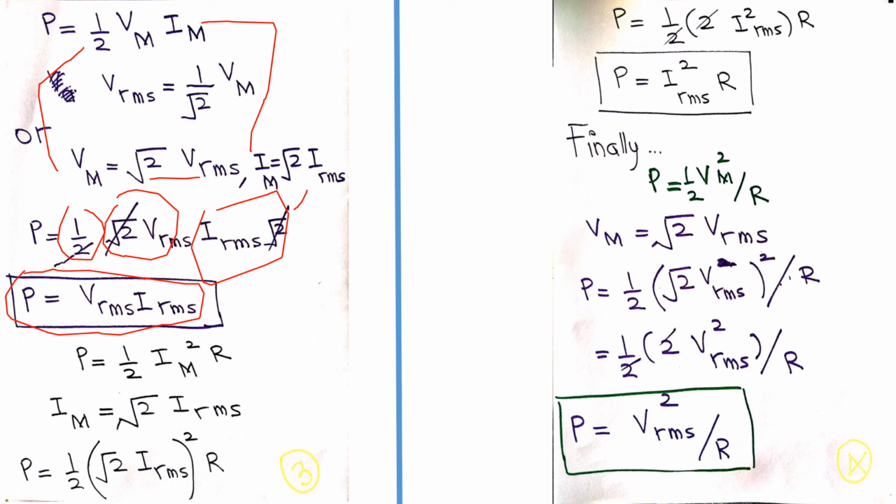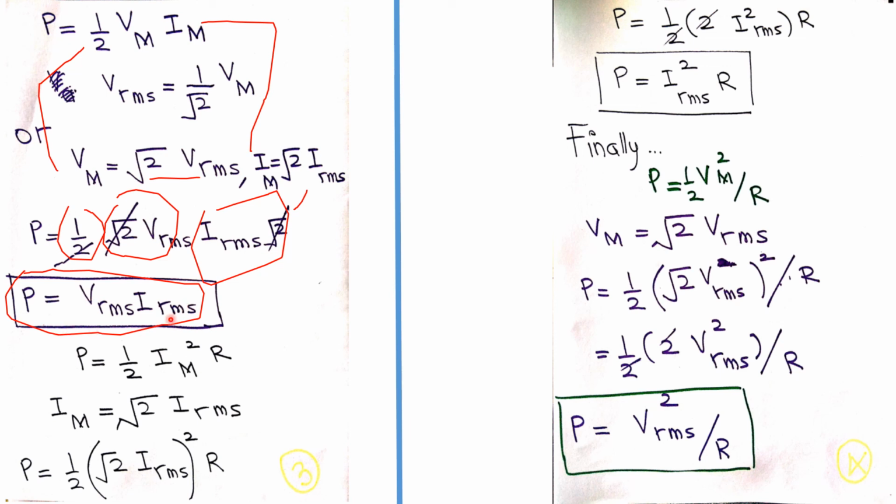Why do we not have the 1 over 2 term? Because these quantities are now RMS quantities instead of peak quantities. The answer would be the same once again. If we have to compute power using peak quantities, the expression would be this. But if we have RMS quantities and we want to compute power, the expression will be this.